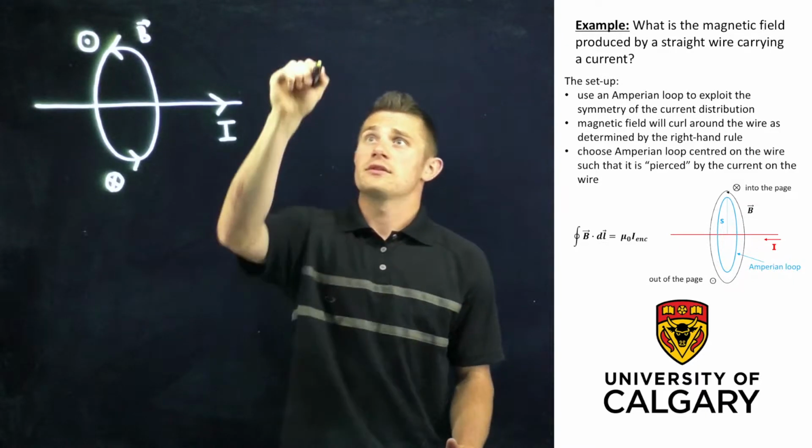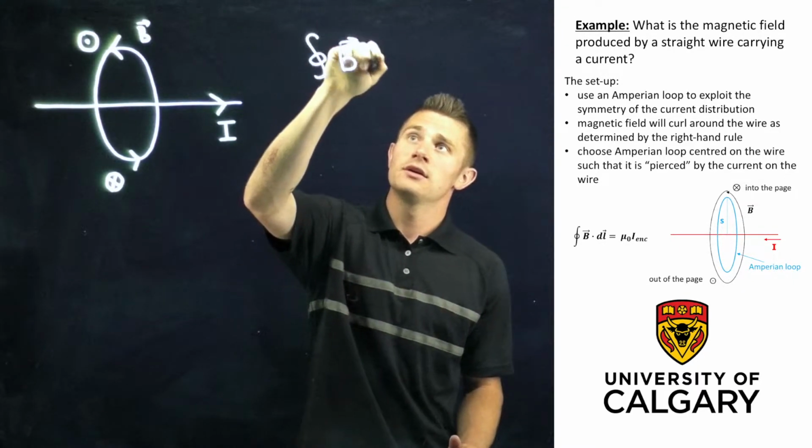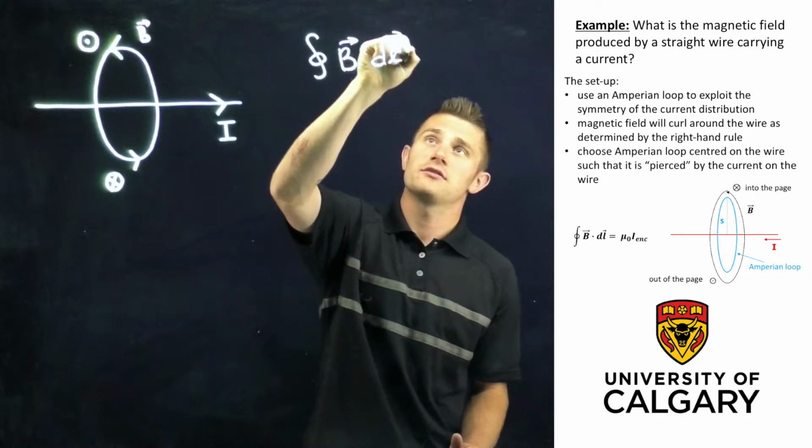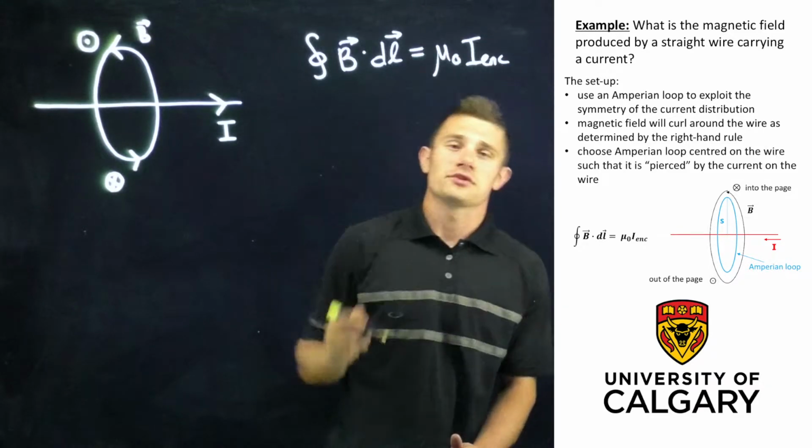And then we can use Ampere's law in this closed integral form, which says that the magnetic field B, dotted with the infinitesimal length vector dl, is equal to mu naught times the enclosed current.